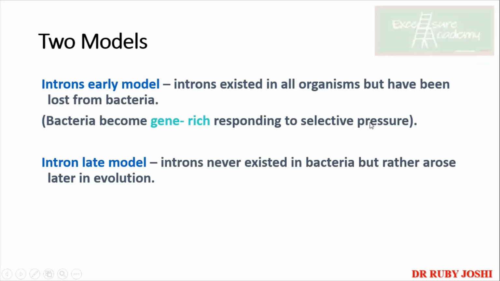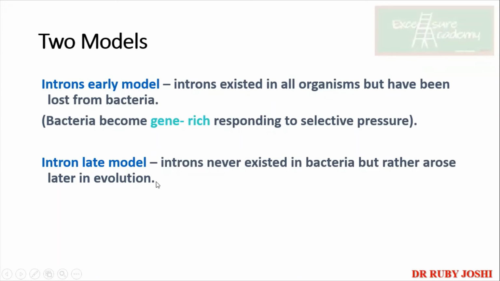Okay. So there are two models which talk about the exon shuffling. Introns early model: introns existed in all organisms but have been lost from the bacteria just because natural selective pressure was there. So they became good gene-rich organisms.